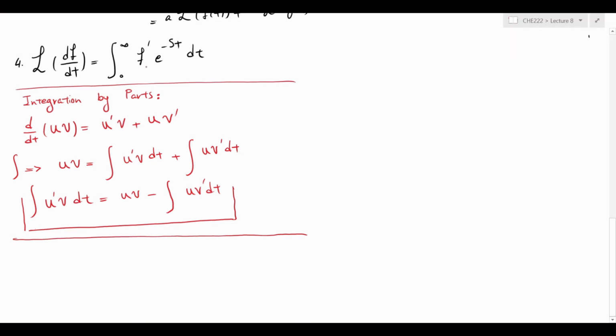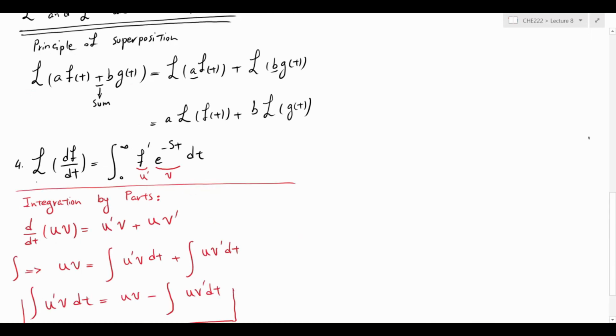So in the same way, if I assume that f prime is u prime and e to the power of minus st is v, so let me just write them in here, that u prime is f prime and v is e to the power of minus st. So if u prime is f prime, then u is equal to f, and if v is e to the power of minus st, v prime is minus s e to the power of minus st.